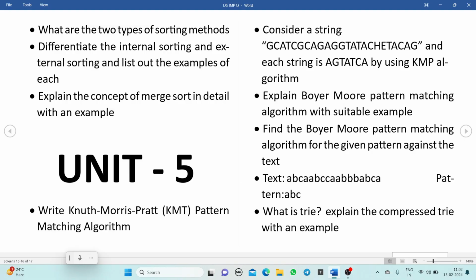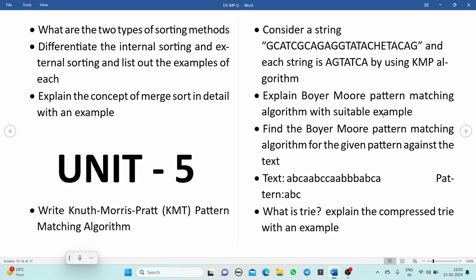And the next, consider a string, and the string is given here. By using the KMP algorithm, you have to do it. And then next, explain the Boyer-Moore pattern matching algorithm with a suitable example. So the fifth unit is about pattern matching and the tries. So tries is said to be one of the important and very easy. So overall, out of 5 chapters, the fifth chapter is very easy. So don't leave any topic from unit 5, because if you prepare perfectly all the topics from unit 5, you will be able to get 10 to 12 marks from unit 5.